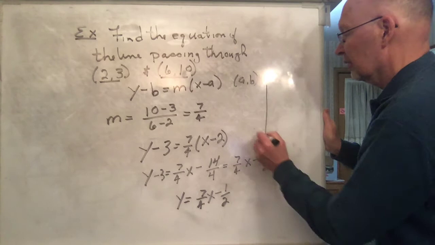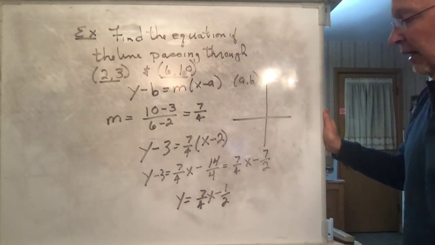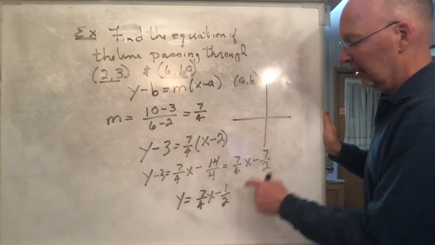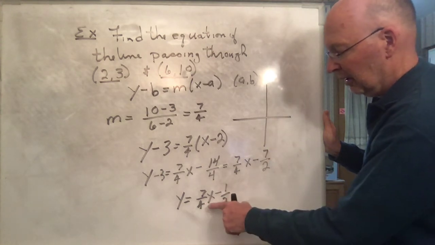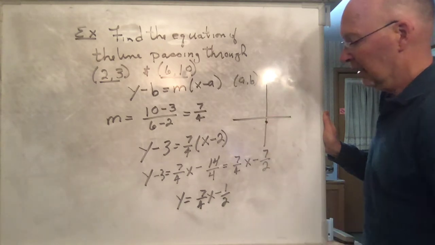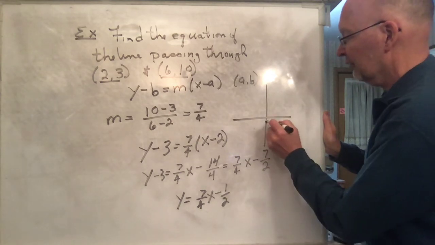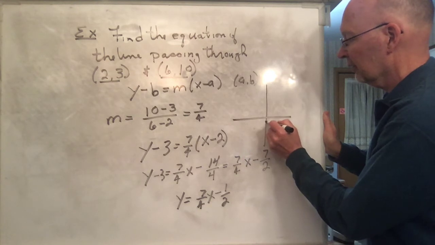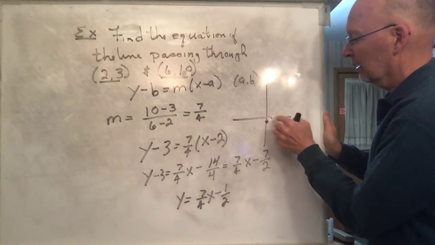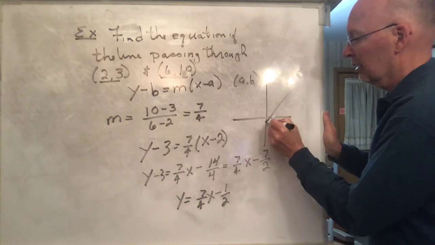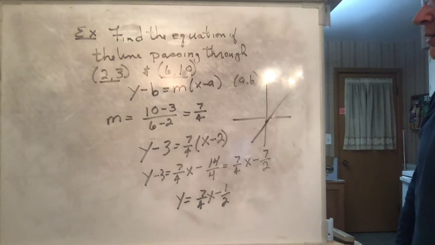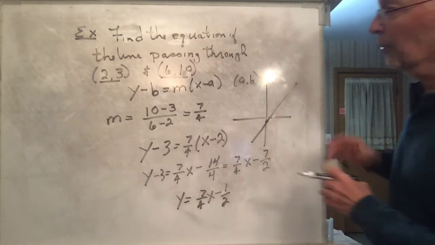If you wanted to sketch the graph of it, without going into too much detail, if the x value is 0, the y value is going to be negative 1/2, and then the slope is 7/4, which is a little bit less than 2. So maybe something like that. You can plot more points on the line if you like. Let's try one more just for practice.